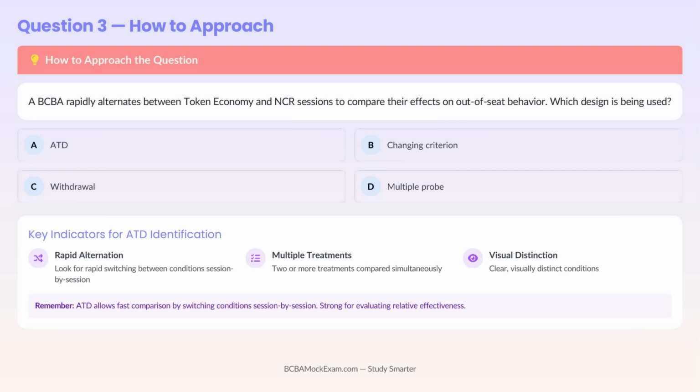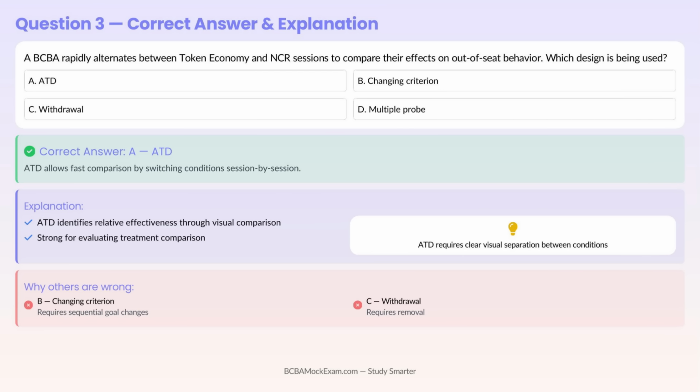Alternating treatments designs rely on session-by-session switching to compare two or more interventions quickly. Clear visual distinction between conditions is a hallmark of this design. There are no shifting criteria, no staggered rollout, and no treatment removal, so those other designs do not match. When the question mentions rapid alternation, ATD is the most logical answer. The correct answer is A.